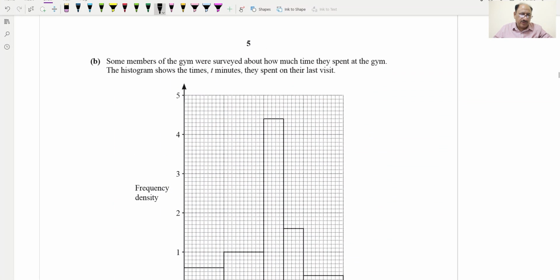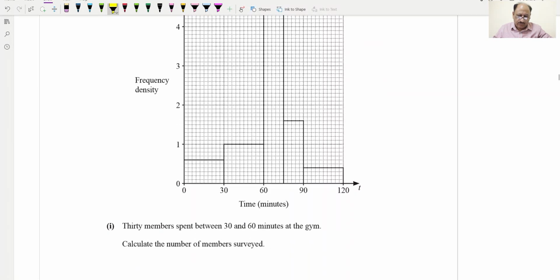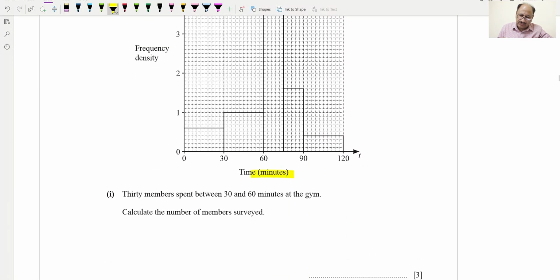Now B part is histogram question. Some members of the gym were surveyed about how much time they spent at the gym. The histogram shows the time, minutes they spent on their last visit. So this side x-axis is time and this side is frequency density. And part 1, 30 members spent more than 30 and 60 minutes at the gym. Calculate the number of members surveyed, 30 and 60.